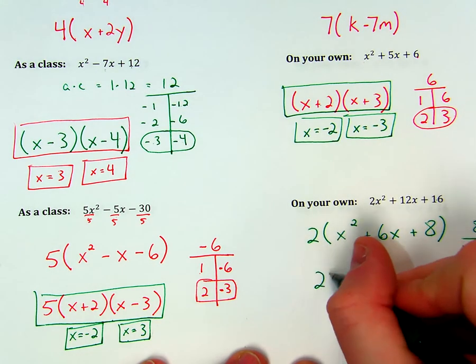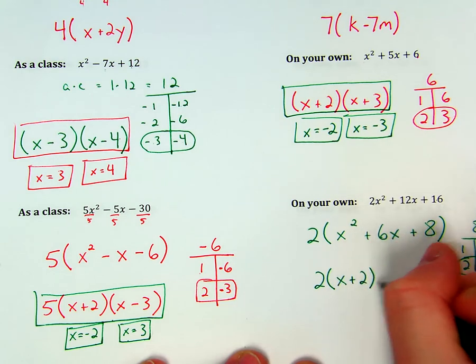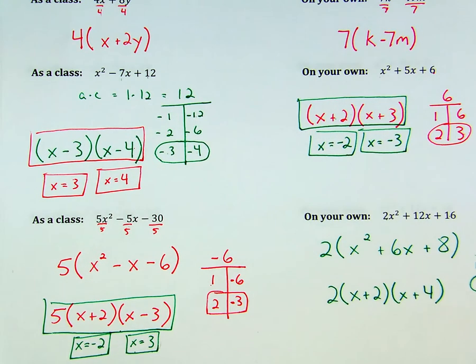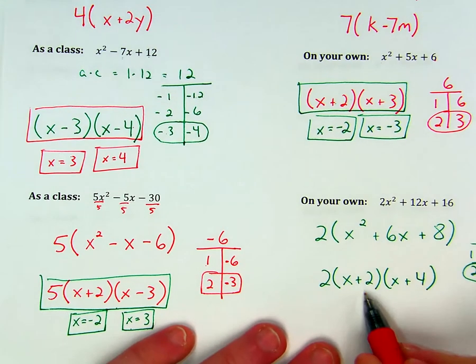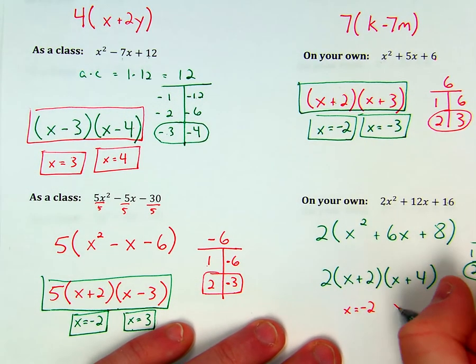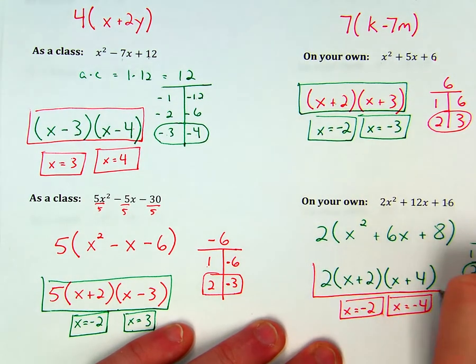In factored form, our quadratic looks like this: 2 times x plus 2 times x plus 4. To find solutions, we take the values that would make 0 inside the parenthesis. X equals negative 2 and x equals negative 4. Solutions, factored form.